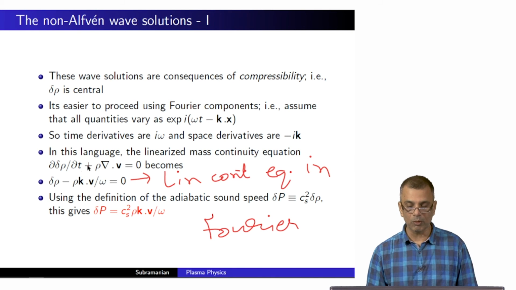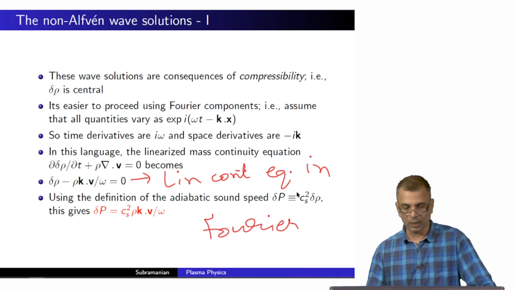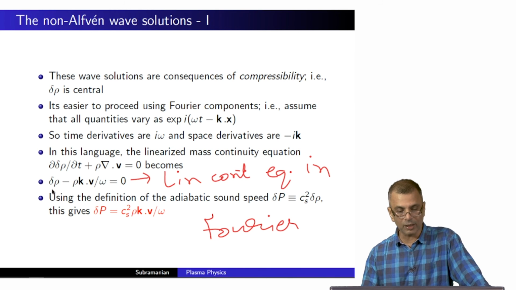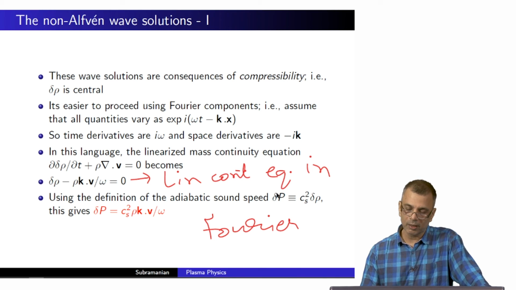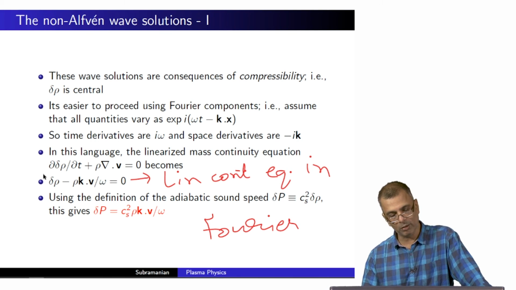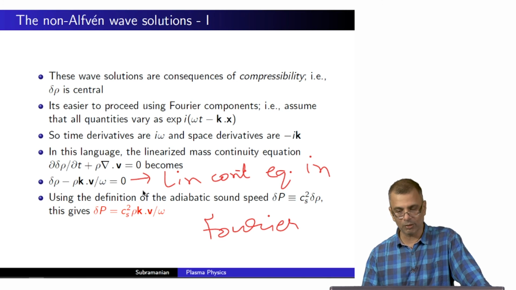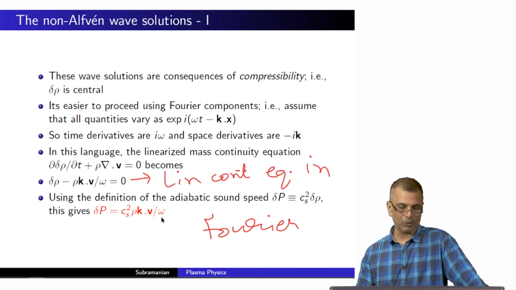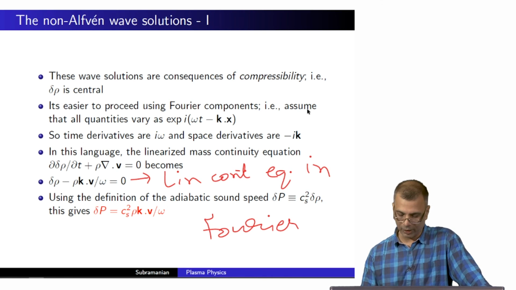Instead of delta rho, if we prefer to write things in terms of delta p, then you have to invoke the sound speed. So this is the same as this, except you have now invoked the sound speed to eliminate the delta rho in favor of delta p. So this again is the same equation, the linearized continuity equation in Fourier language.